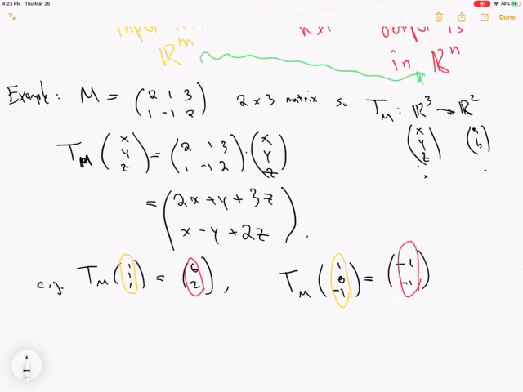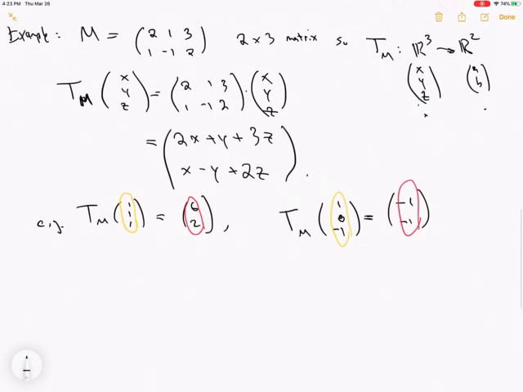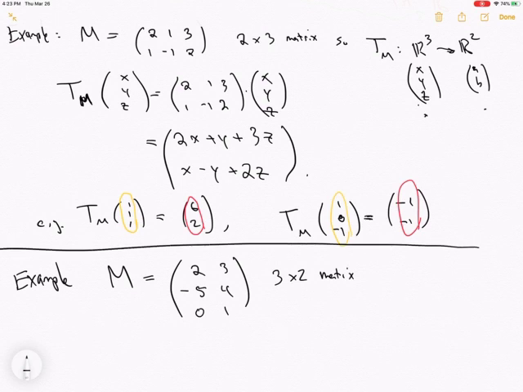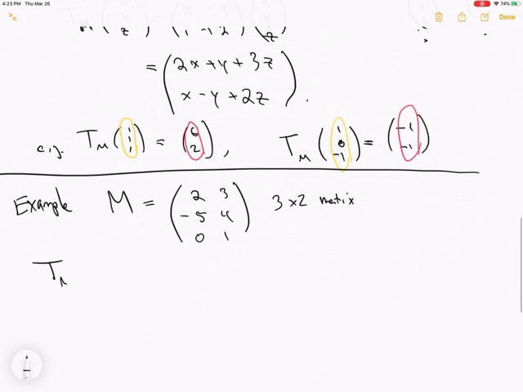We can do another example. So, say M is the matrix 2, 3, minus 5, 4, 0, 1. So now this matrix is a 3 by 2 matrix. So the transformation function goes from 2-dimensional space to 3-dimensional space.